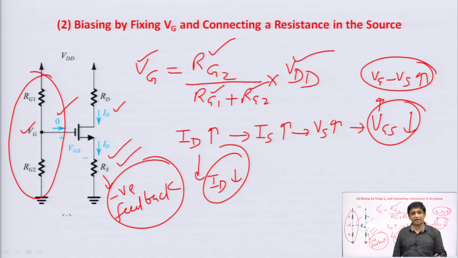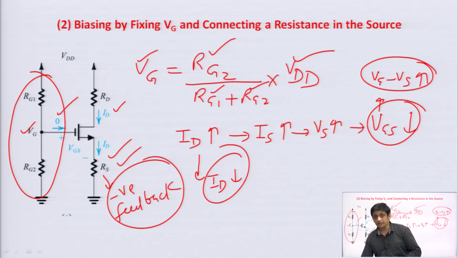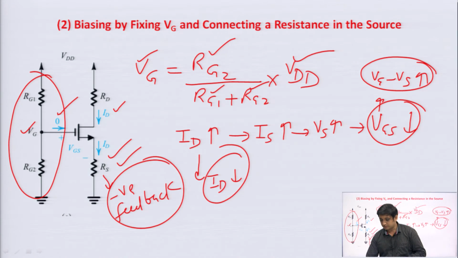Ultimately, the aim of the biasing is to stabilize the drain current. We have to stabilize the drain current. The drain current should not change, the operating point should be fixed, fine. So, that is the advantage of this particular biasing technique. It provides negative feedback, it stabilizes the biasing point, it stabilizes the drain current.